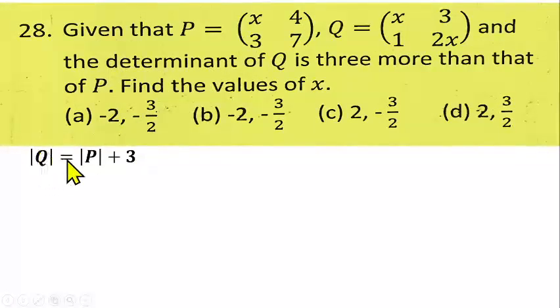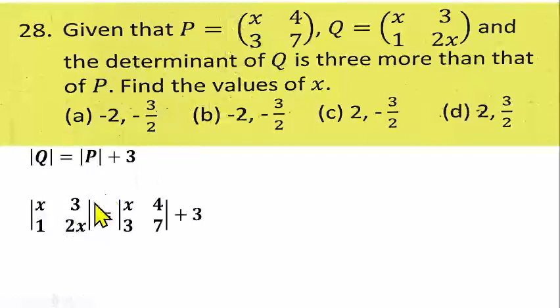Determinant of Q is equal to determinant of P plus 3. That's what that means. Then let's find the determinant of each of them. If you substitute that here, we have determinant of Q, which, of course, we know the two straight lines mean determinant. So you now put these elements in there, equals determinant of P plus 3. Then how do you find the determinant of this?